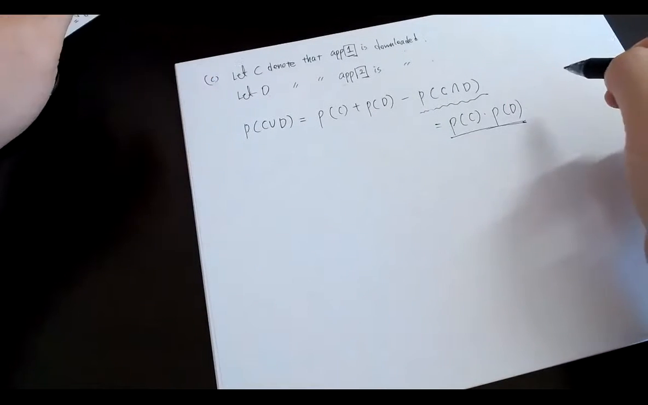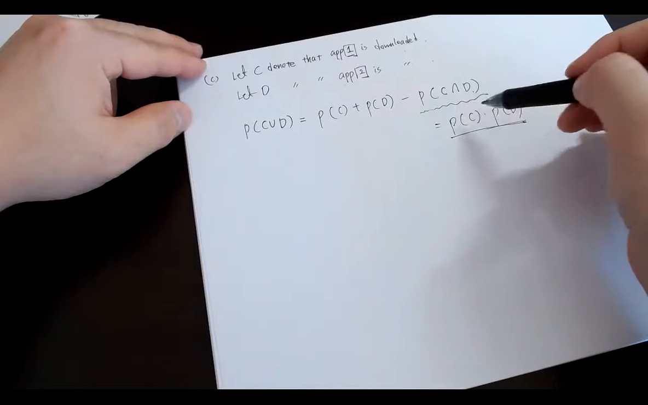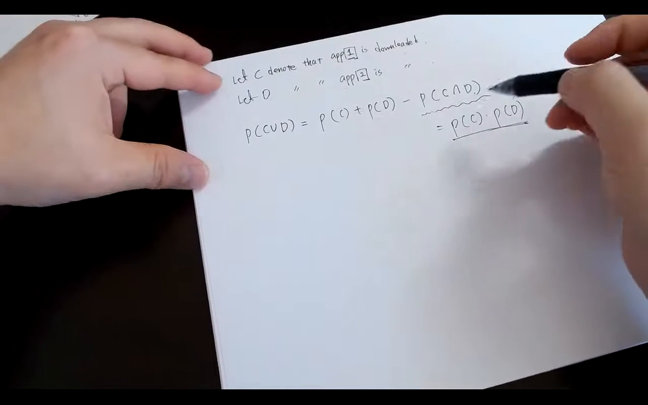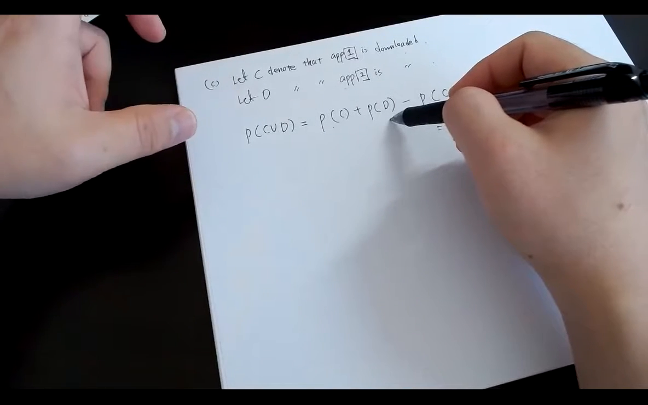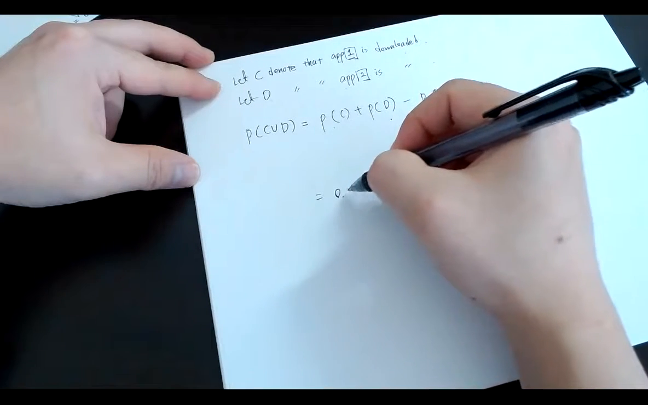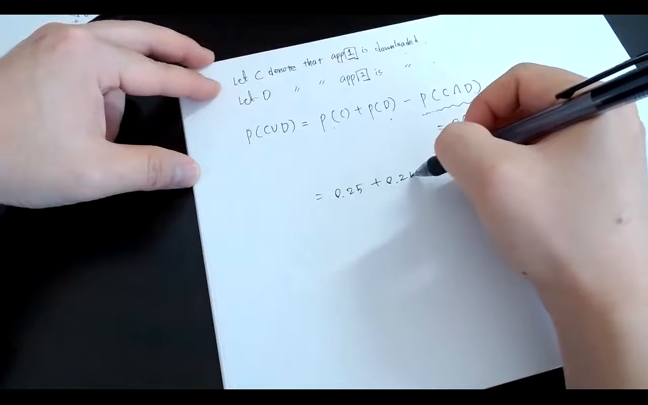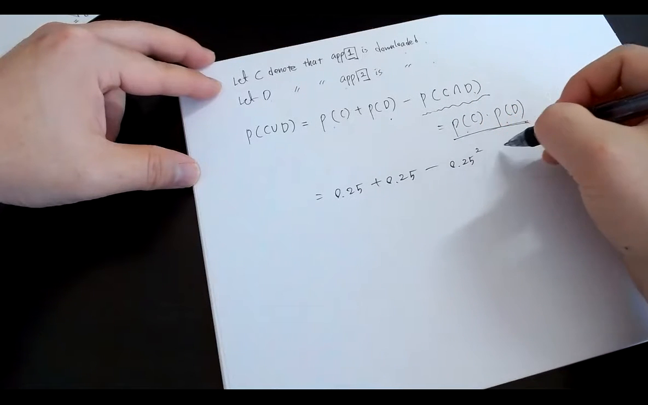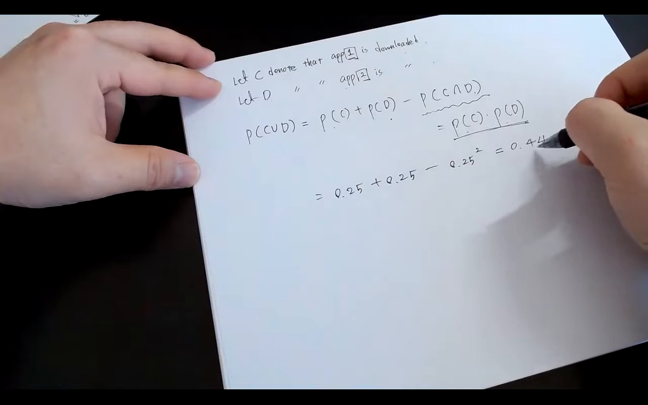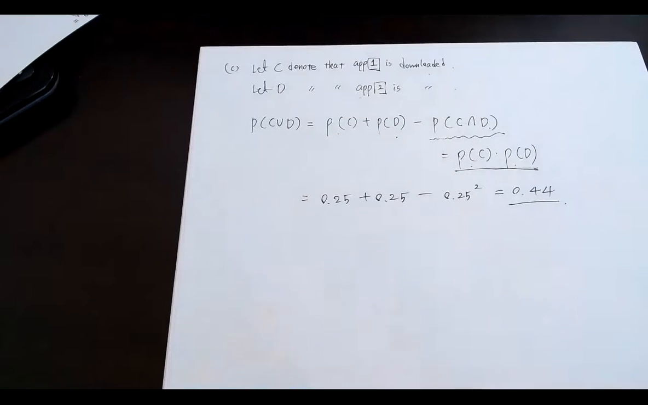Key: if two events are independent, then P of C intersection D is equal to P of C times P of D. Now this is 0.25, this is 0.25, equally likely. Remember that. So this is equal to 0.25 plus 0.25 minus 0.25 squared, right? So that is equal to 0.44. So that's chapter 2.7 problem 1 in our test 1 practice problems.